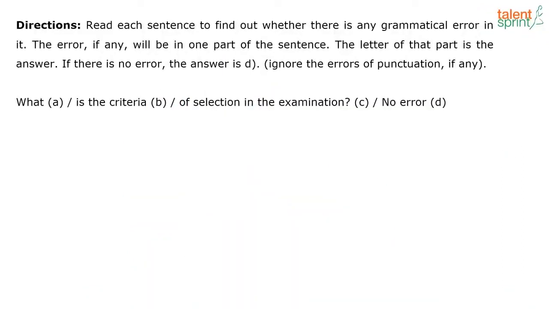What is the criteria of selection in the examination? Again, I will give you a clue. The clue is "is", which means we are referring to a singular noun number. This is an easy one if you know the singular form of the word that we are looking at. Again, just so you know, criteria is the plural form, and what is the singular form? Criterion. This is the singular form, and because of the verb is, we need the singular form and not the plural form. So the error is in part B.